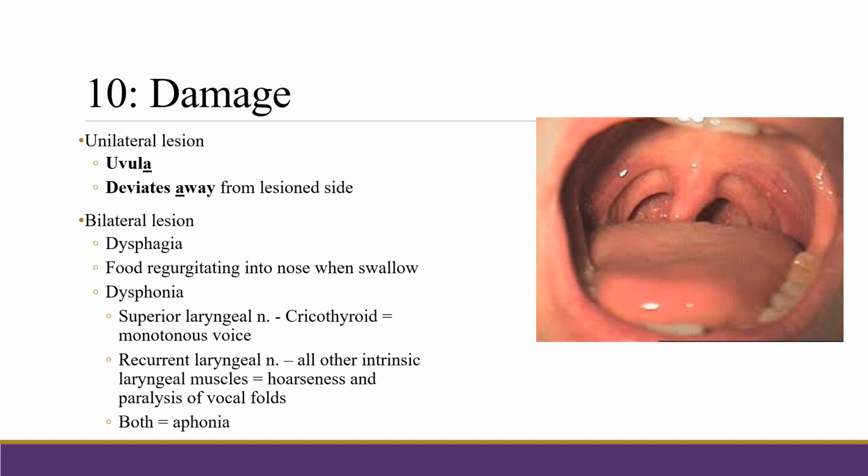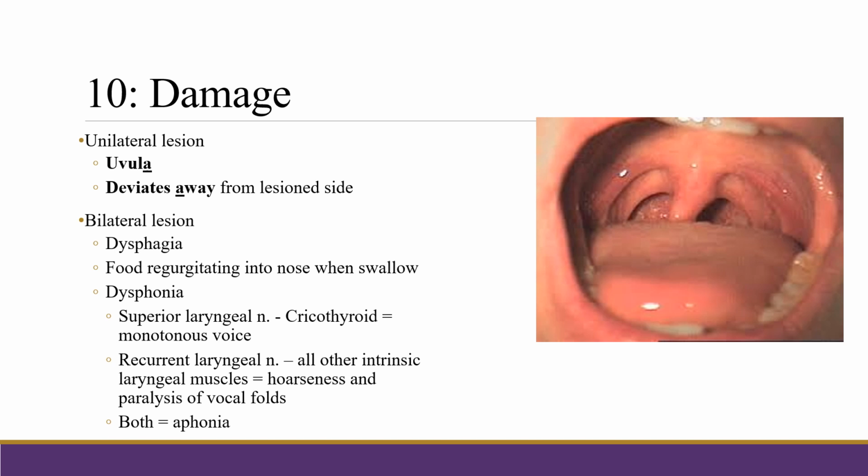Bilateral lesion, dysphagia, having trouble with eating. So see that phage in there, P-H-A-G. So see the word part for esophagus, that phage, right? Food regurgitating into the nose when swallowing. Dysphonia, so trouble speaking. So look at that phone aspect, P-H-O-N, of that word. Dys being difficulty and phone being speaking. So think about how you talk on a phone. That's how I remember that one.